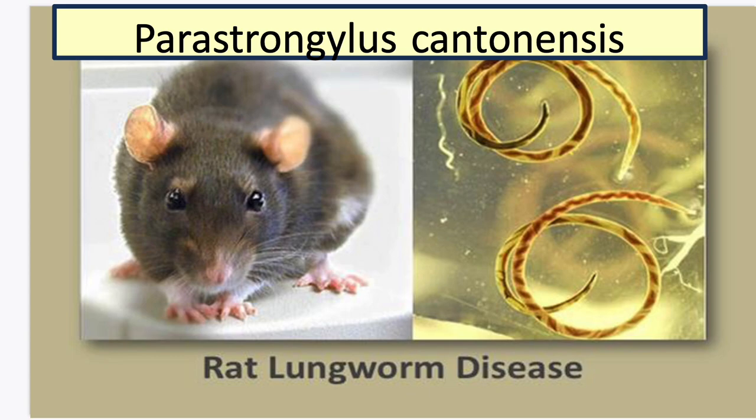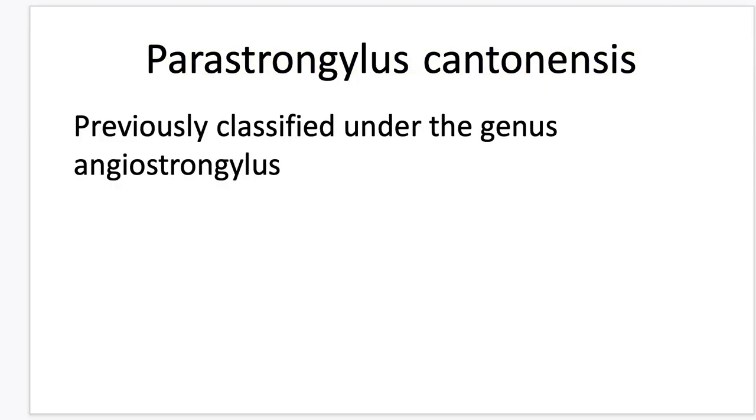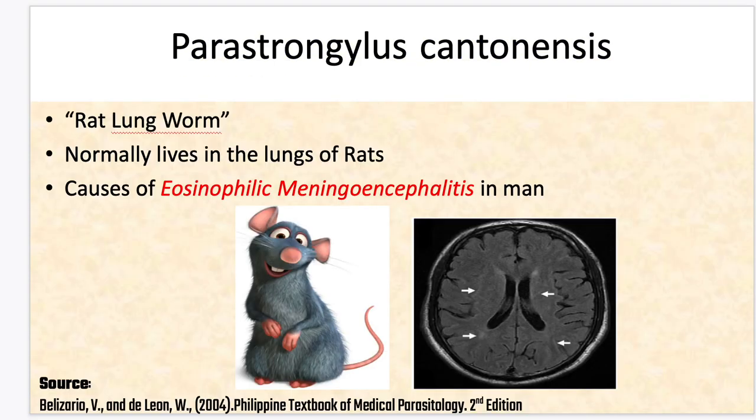Parastrongylus cantonensis. So your Parastrongylus cantonensis is previously classified under the genus Angiostrongylus, and it is commonly known as your rat lungworm because they normally live in the lungs of rats. And we humans are accidental hosts and they cause eosinophilic meningoencephalitis in humans.